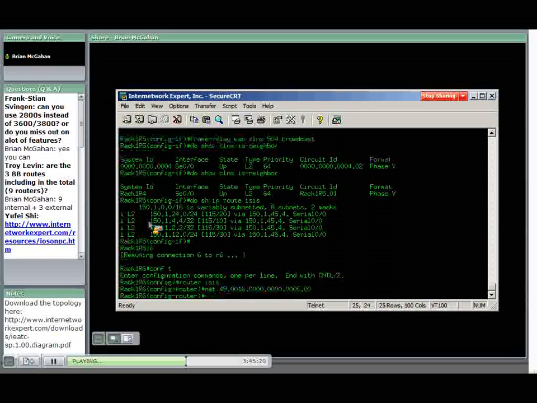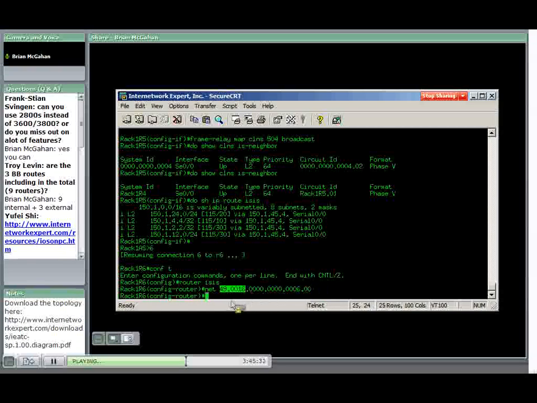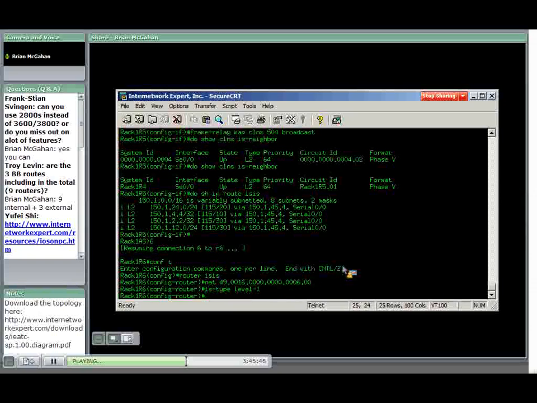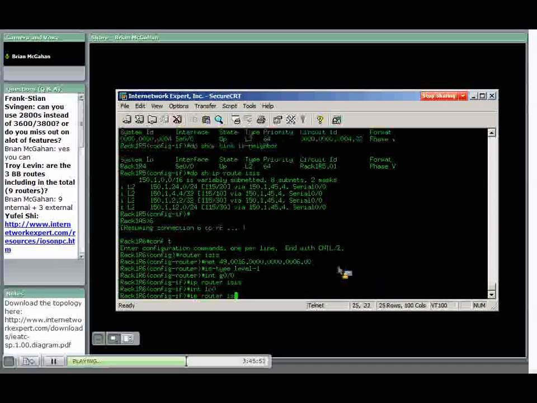Okay, then on router 6, we'll go ahead and enable the level 1 process. Now in this case, whatever area that router 5 is in, router 6 is also going to be in, because that is a requirement of the level 1 adjacency. Okay, you can only be level 1 adjacent with people that are in your own area. And the area, again, is defined by anything to the left of the end selector and the system ID. So in this case, the area is 49.0016 in hex.